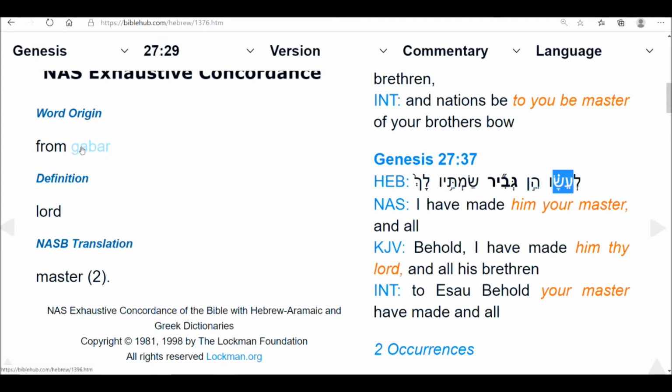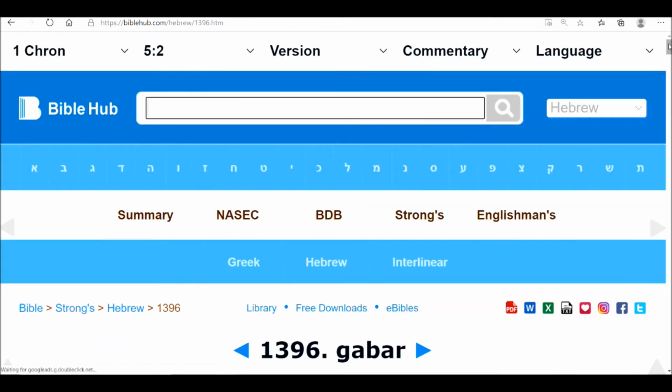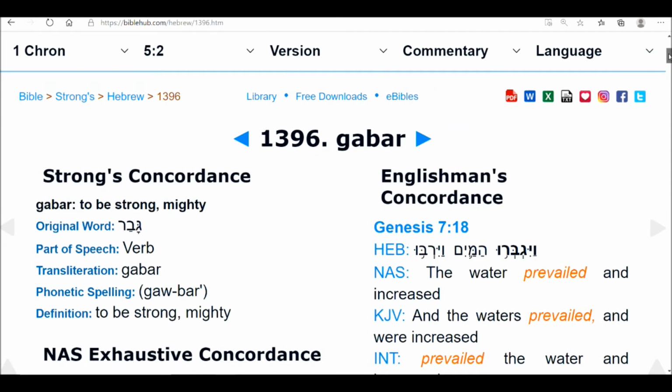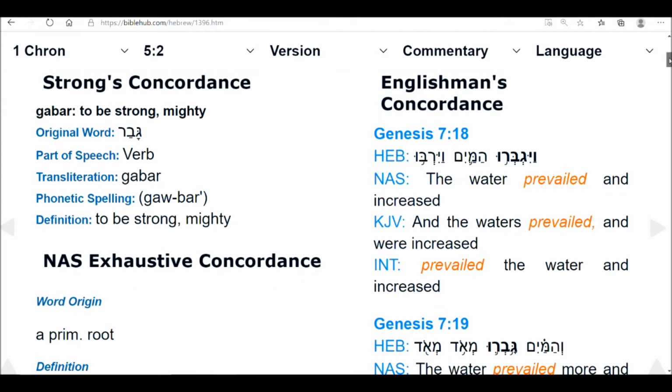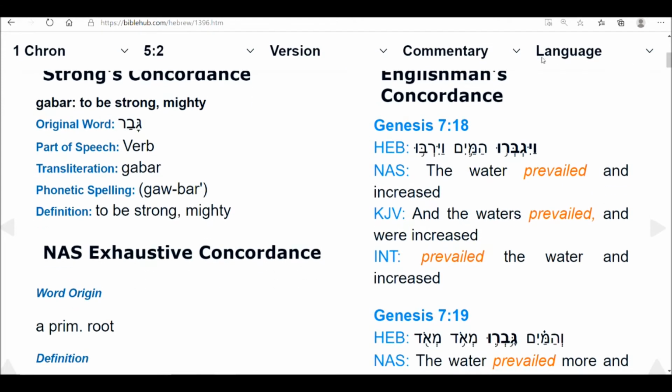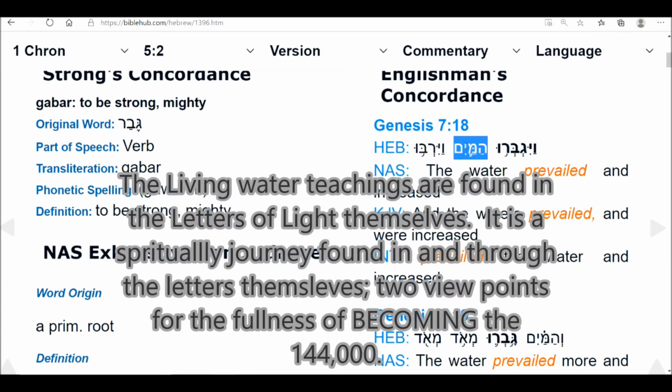Okay, so that word Lord goes to 1396, so we may as well just extrapolate it out to what it's saying. There we go. To be strong and mighty. And the water prevailed, right? And then there's that Rabbah. Increased, multiplied. There you go. So then we have the revelation of the living water. It's the teachings of mother and father that are connected with the same common vision. And that was 4767, to expand or to increase.